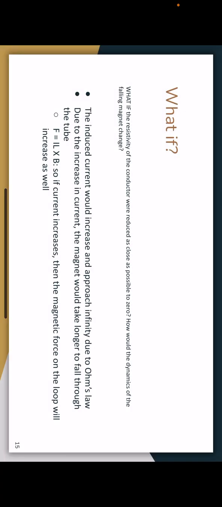For the what-if questions: if the resistivity of the conductor was reduced as close as possible to 0, the dynamics of the falling magnet would change because the induced current would increase and approach infinity due to Ohm's law. And due to the increase in current, the magnet would take longer to fall through the tube because F is equal to ILB. So if current increases, then the magnetic force on the loop will also increase.